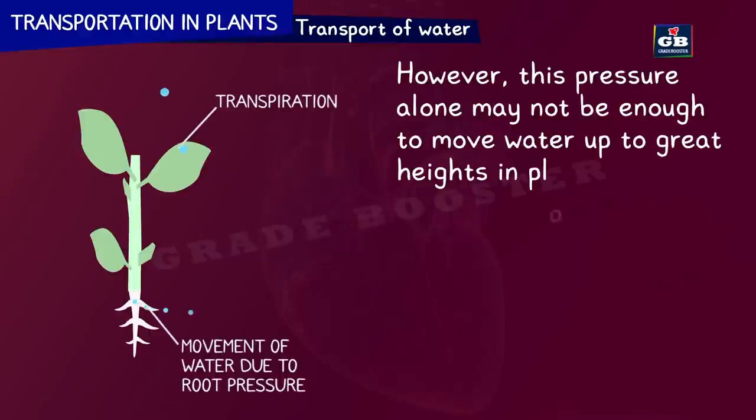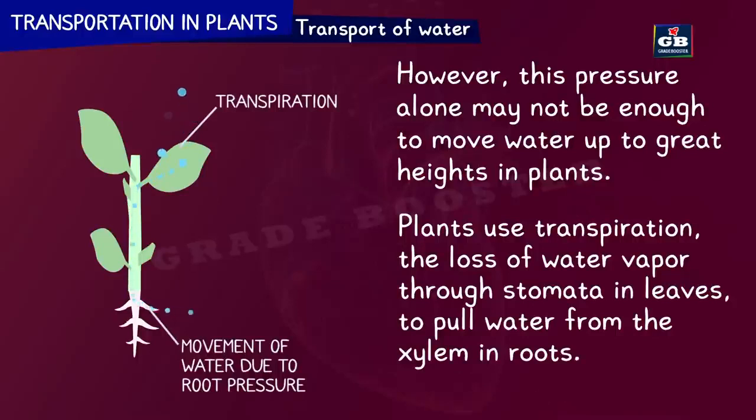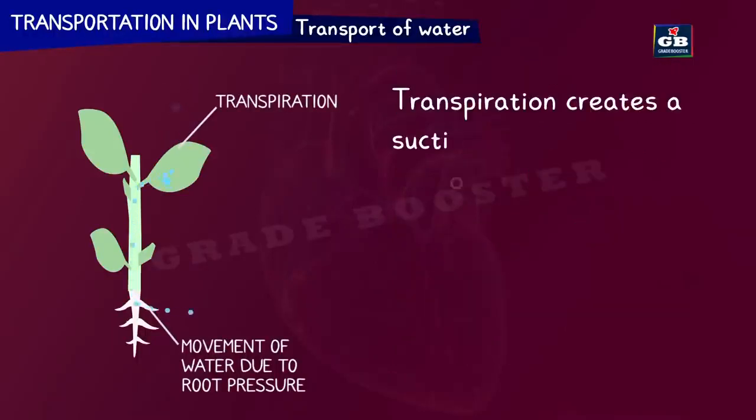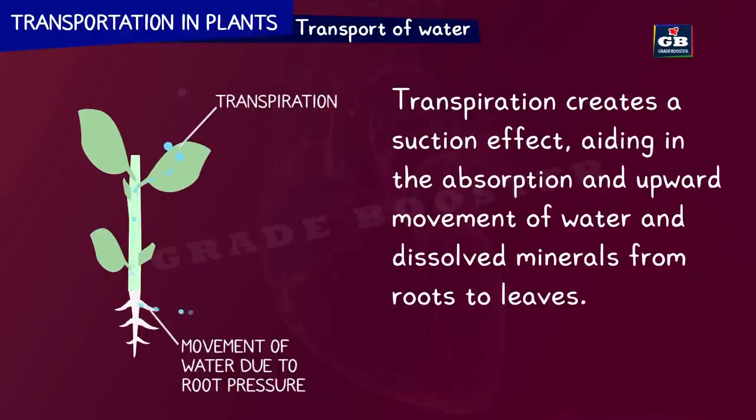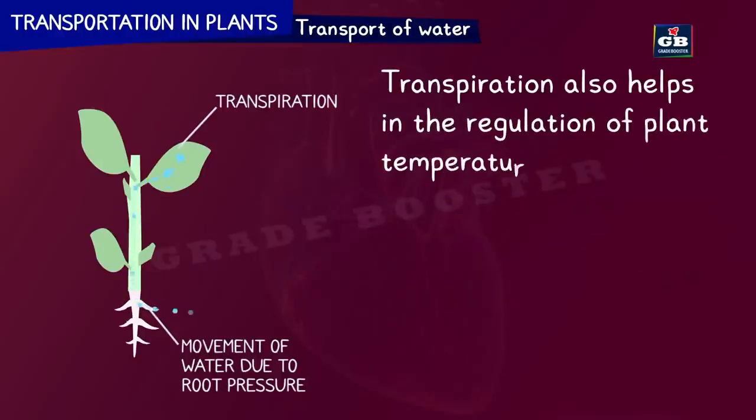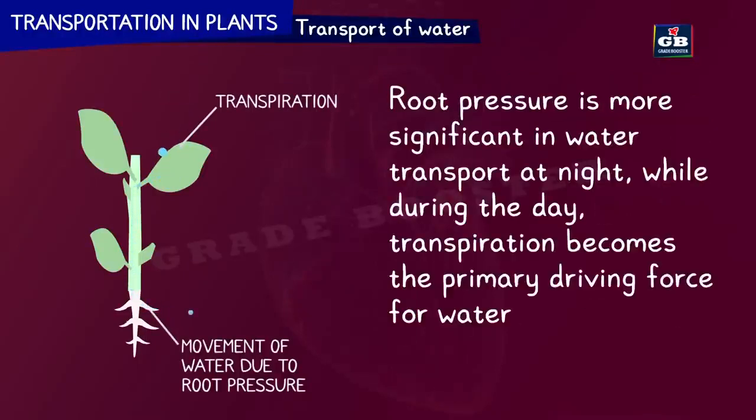However, this pressure alone may not be enough to move water up to great heights in plants. Plants use transpiration, the loss of water vapor through stomata in leaves, to pull water from the xylem in roots. Transpiration creates a suction effect, aiding in the absorption and upward movement of water and dissolved minerals from roots to leaves. Transpiration also helps in regulating plant temperature. Root pressure is more significant in water transport at night, while during the day transpiration becomes the primary driving force for water movement in the xylem.